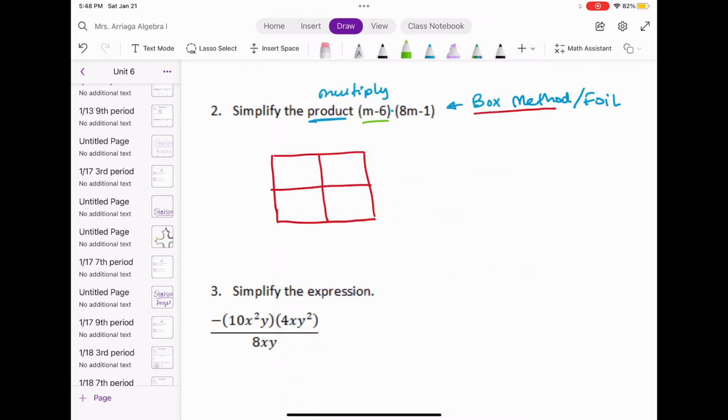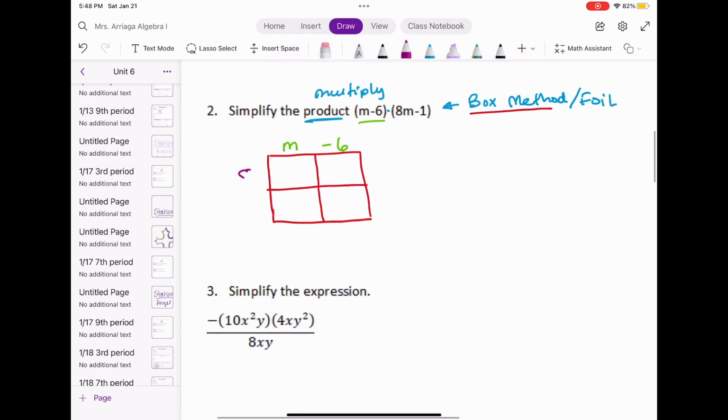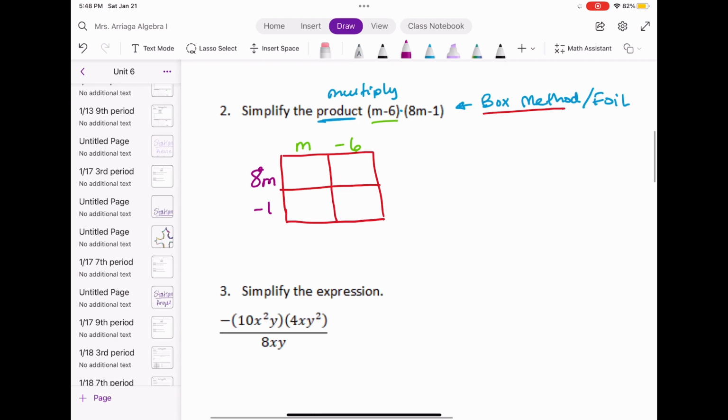We're going to put the first binomial on top, but you can put it either on the top or on the side. And I'm going to put the second binomial on the side. Remember that from outside the box to inside the box, we multiply. So we get m times 8m, and that equals 8m squared. Then the second square, negative 6 times 8m, is negative 48m.